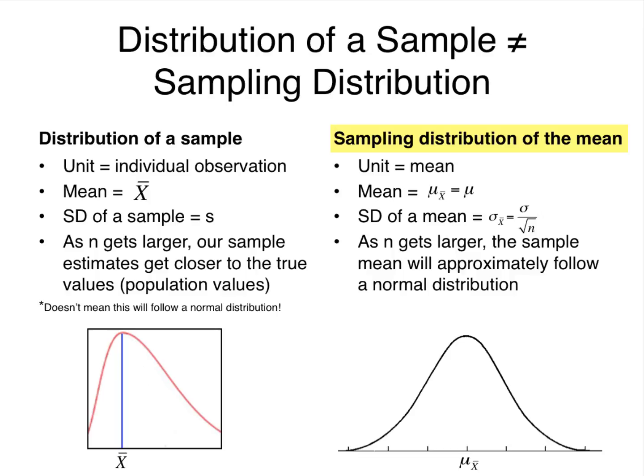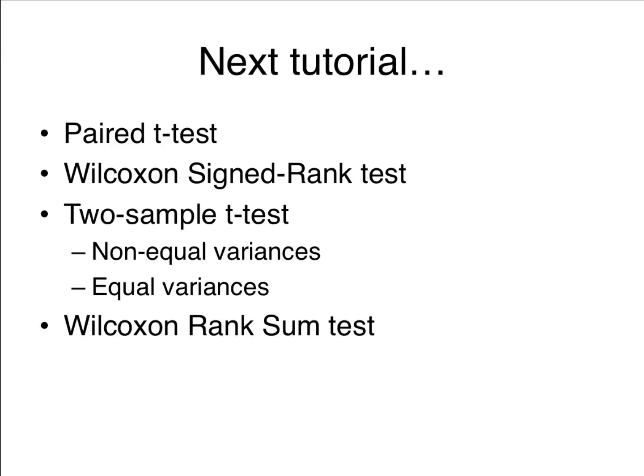The standard deviation of the sample mean shows you how much your sample mean differs from what you know the population mean to be. The standard deviation of the sample mean cannot be computed solely from sample attributes. It requires knowledge of one or more population parameters, for example, the population mean. And with the sampling distribution of the mean, as our sample size gets larger, the sample mean will approximately follow a normal distribution. So that's it for this tutorial.